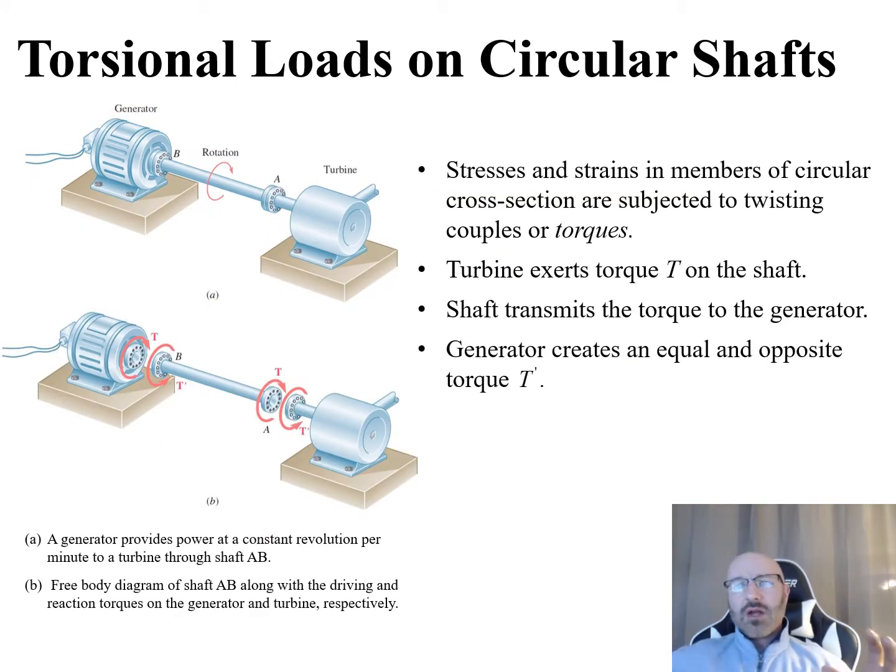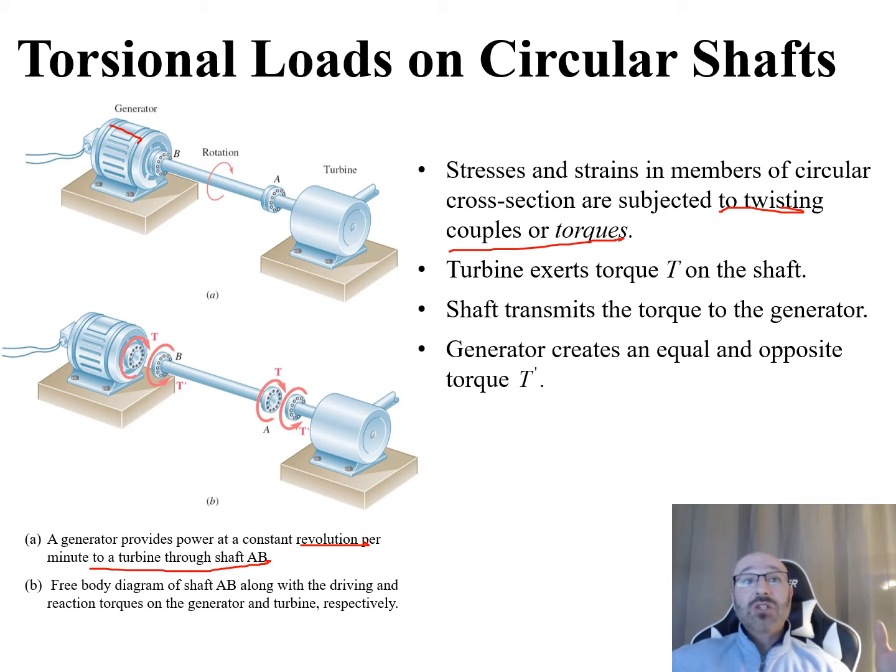So let's continue on here and think about this as a problem. We just discussed how we break this down and look at the individual sections. This is a problem we're solving. So if this is a problem we're solving, we'd be given part A in the problem statement here. So part A tells us the generator provides a power at a constant revolution per minute to a turbine at shaft AB. So we talk about, okay, it starts at the generator, we can see what's going on, we already kind of stepped through the thought process behind this. But now let's think about this in terms of the actual stresses and strains in members of the circular cross section that are subjected to these twisting couples or these torques.